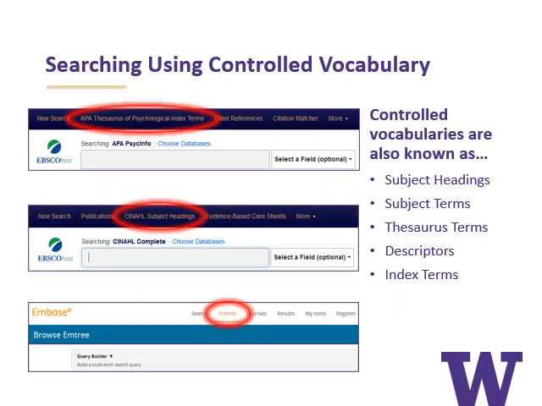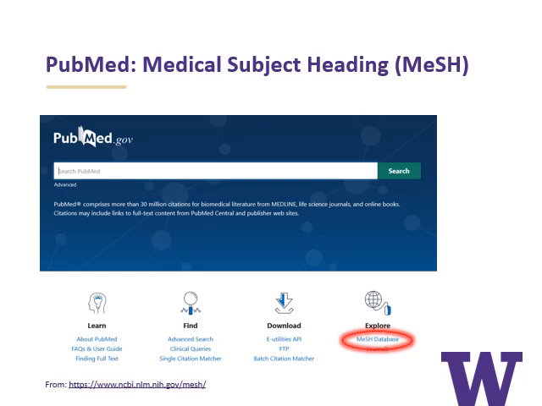Controlled vocabularies may also be called subject headings, subject terms, thesaurus terms, descriptors, or index terms. You can see that PsycINFO, CINAHL, and Embase all refer to their controlled vocabularies using different names. MeSH is a controlled vocabulary that is widely used by health science databases, notably by PubMed. MeSH stands for Medical Subject Headings and is used to organize topics in a logical manner. You can access the MeSH database from PubMed's homepage. The address is listed on this slide.